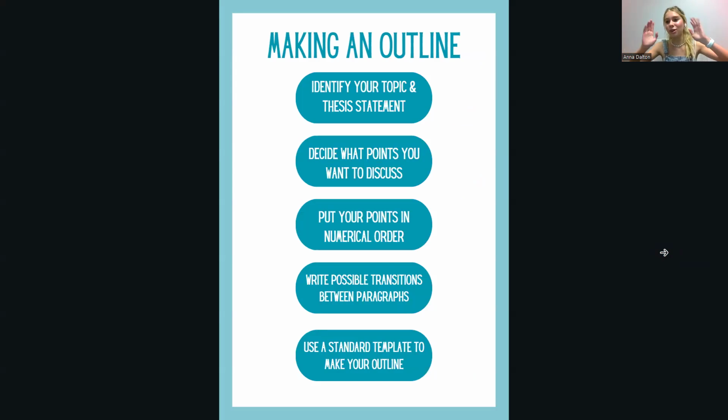Okay, now I'm just going to run you all through these 5 basic guidelines for making an outline. They're very simple, very self-explanatory. The first one is identify your topic and your thesis statement, which we already talked about. Decide what points you want to discuss, which we also already talked about. Put your points in numerical order.